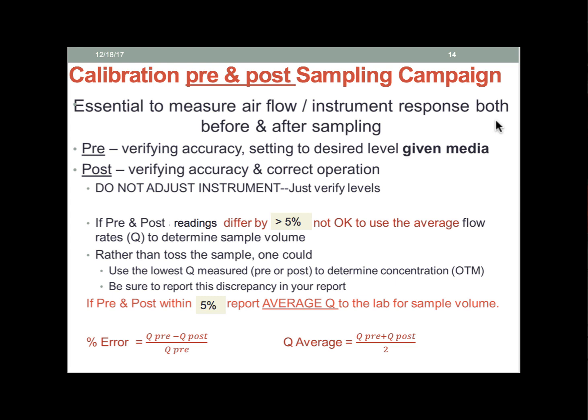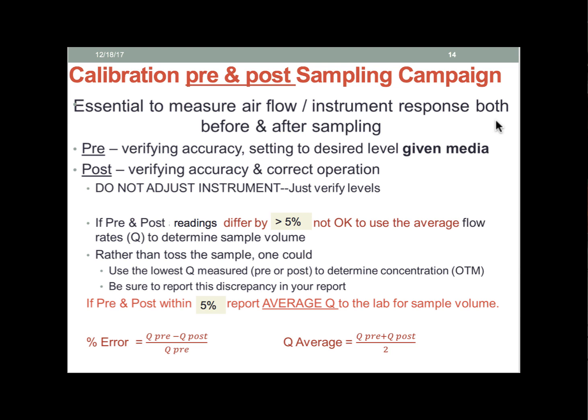So we calibrate before we sample, pre-calibration, to set the appropriate flow rate. And this is also a check to see if our pump is performing appropriately. After we're done sampling, then we post-calibrate our pump as soon after the sampling campaign ends as possible. We don't make any adjustments to our pump. We just check the flow rate to see if it's within a certain range or not. If it differs by too much, we might not be able to use our data.